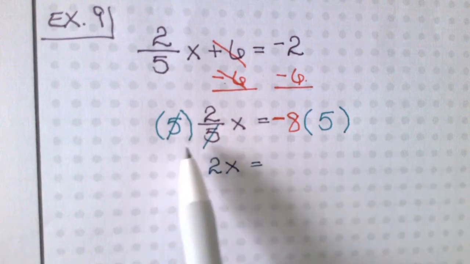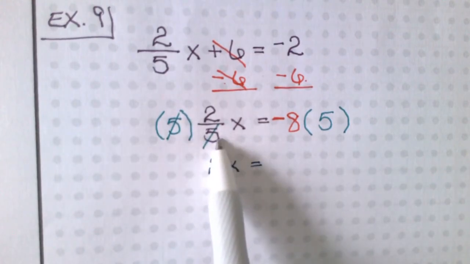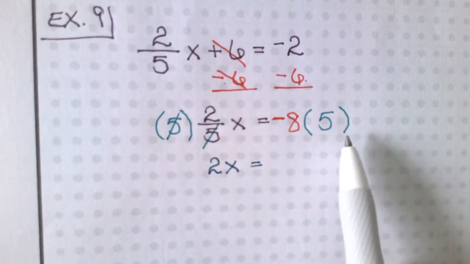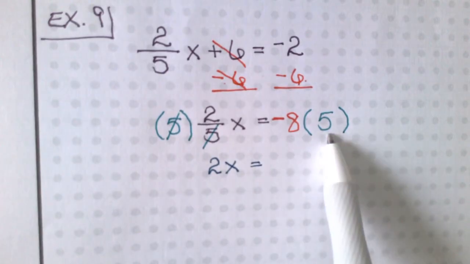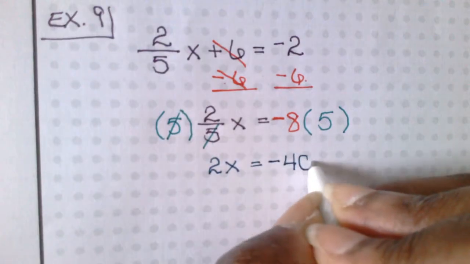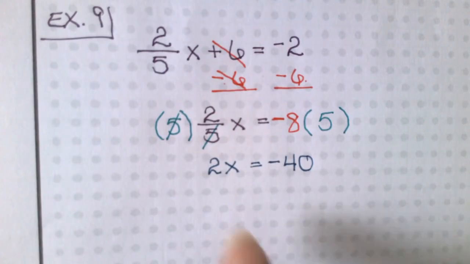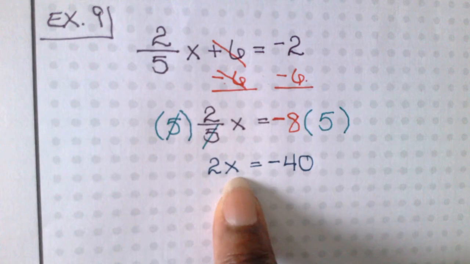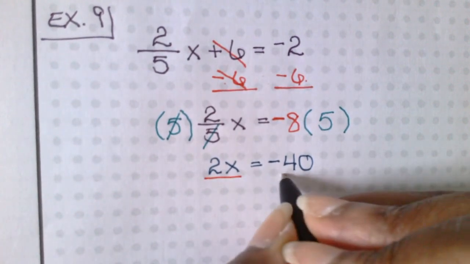So it's not so much getting the multiplication of the 5/2 to get the x by itself that freaks people out. It's what happens on the right-hand side. So now we have -8 and 5. So that gives me a -40. So now this looks familiar. So we have 2x is equal to -40. 2x is 2 times x. So we're going to divide both sides by 2.